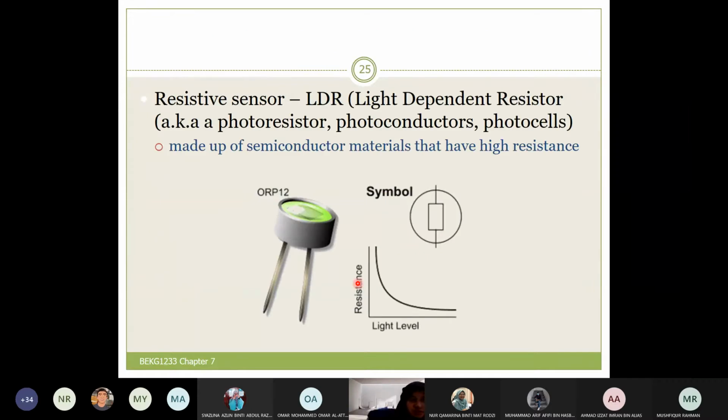Okay, resistive sensor. For example, light dependent resistor LDR is a resistive sensor. LDR is also known as photoresistor, photoconductors, or photocells. It is made up of semiconductor materials that have high resistance.